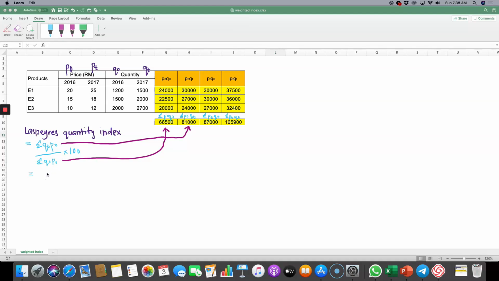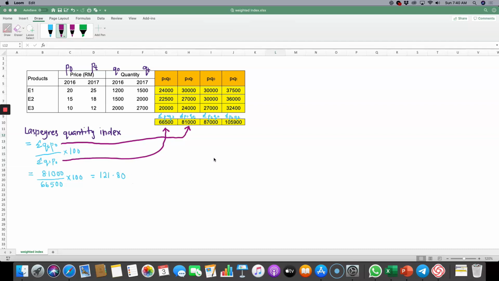So here it will be 81,000 divided by 66,500 times 100. The value that you will get is 121.80. Remember, I have mentioned in a previous class, the index number should be in decimal form. So what does this value mean?